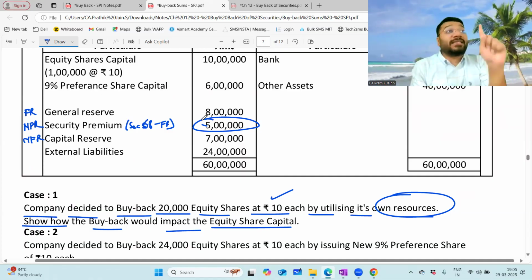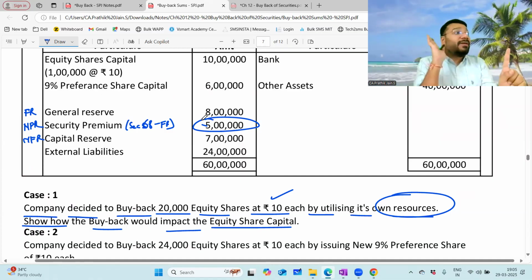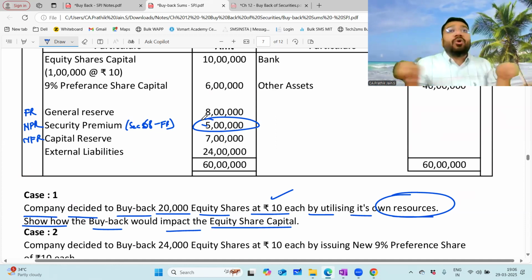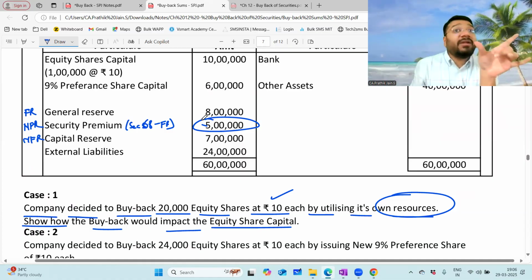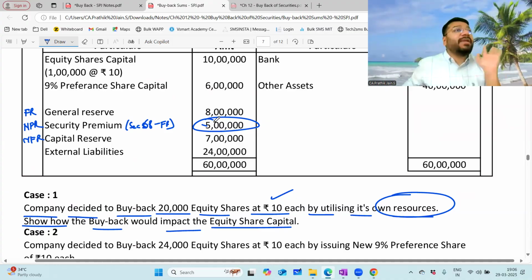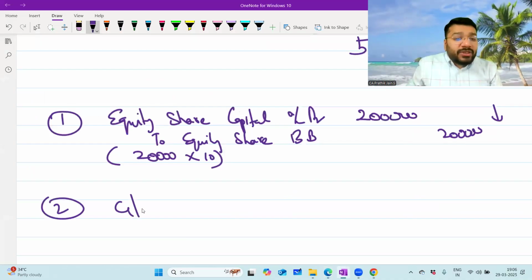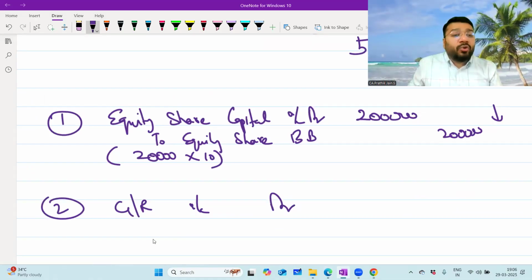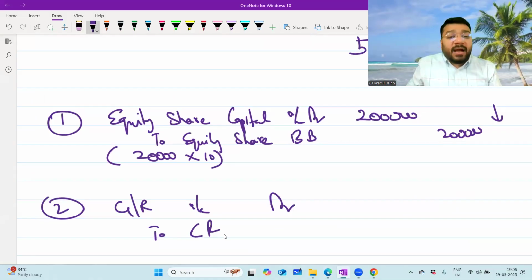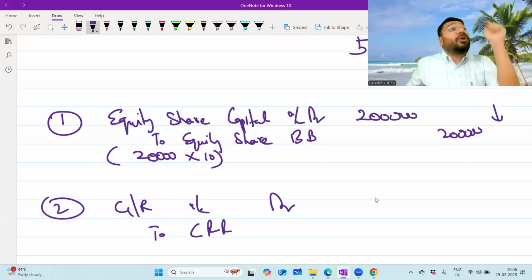If you are going to use SPR for the purpose of transferring to CRR, the note is needed. But if you're trying to use only GR for that purpose, then that note can be avoided. Who has given that note? ICAI itself has given the note. Okay. So now for our convenience, I'm using only GR. So what is my entry going to be? GR account debit to CRR. How much? Amount equal to face value. Only the amount equal to face value I have to transfer.